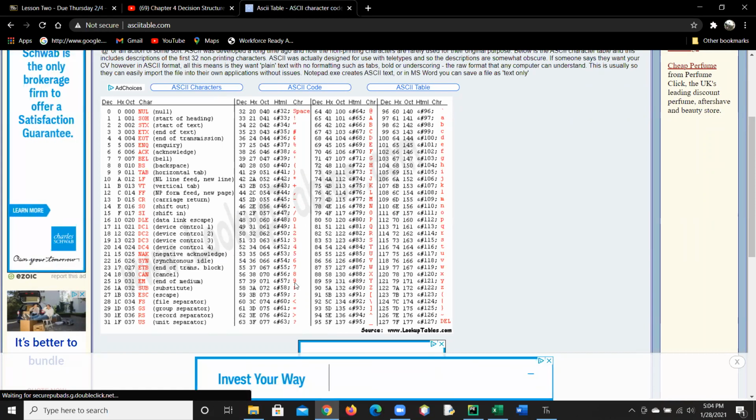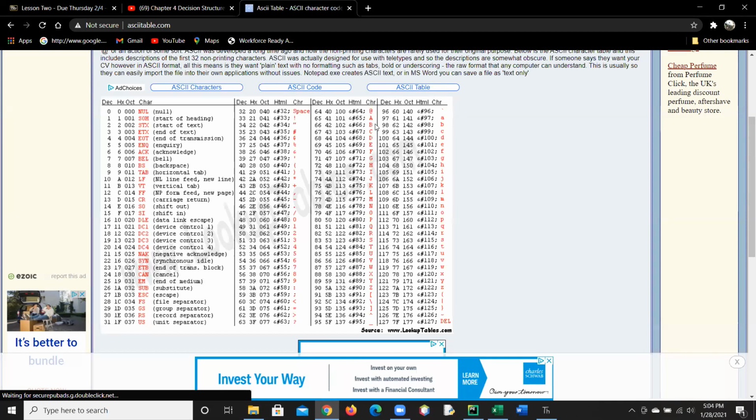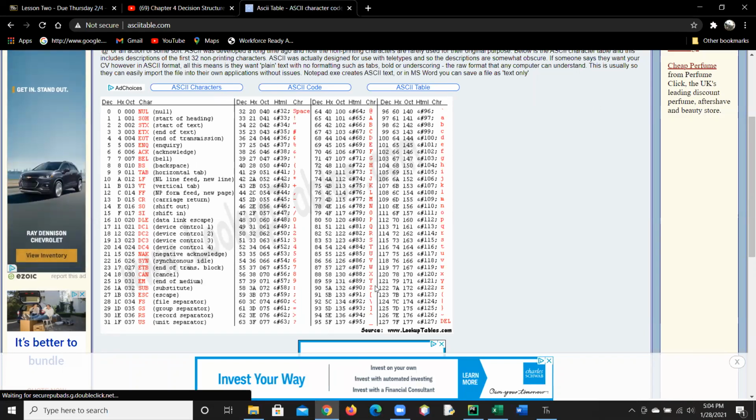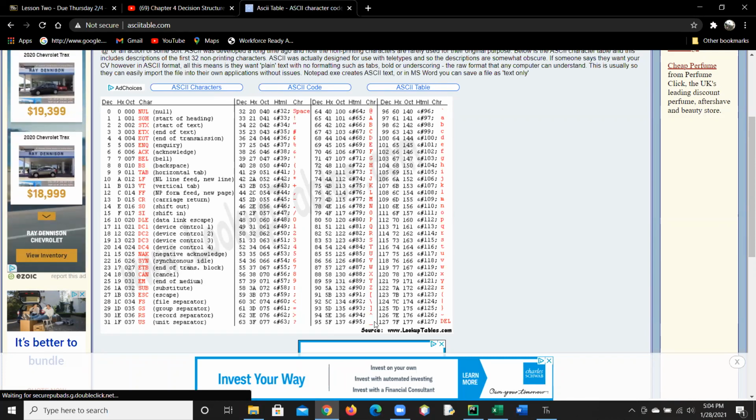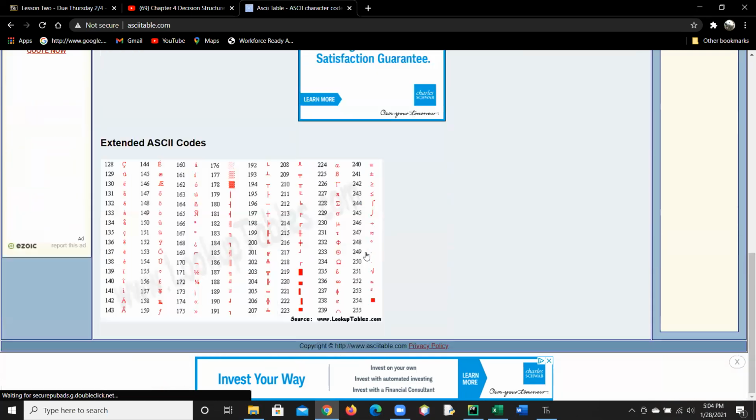So if we're looking at it in decimal here, the number 9 is 57. If we look at 32, it's a space. And here we go. Here's 65 over here, okay, which is the A. And then that goes to 90. Oh, I said 91. That's the Z. Then we have some brackets and stuff like that. And we get to 97. And then we have the lowercase letters, okay, that run up to 122. And then there's the extended ones.